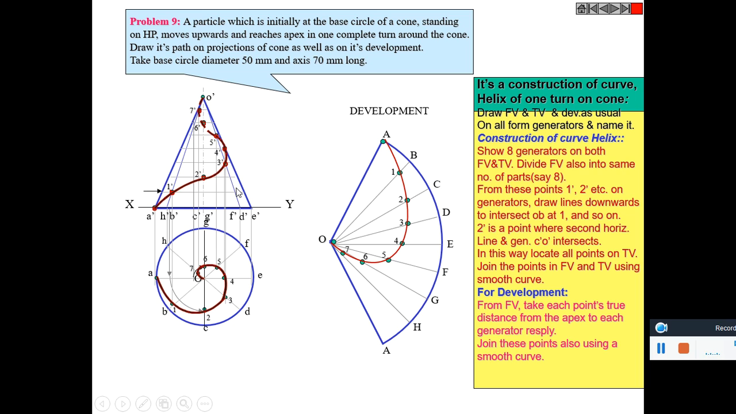This is also called a helix, the construction of a curve on a cone, which is called a helix.